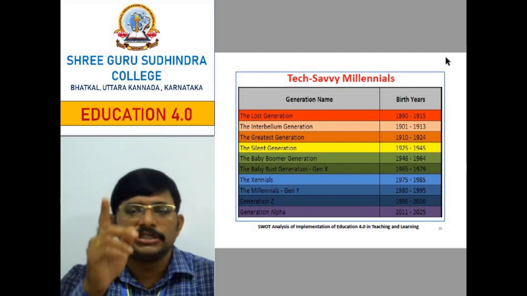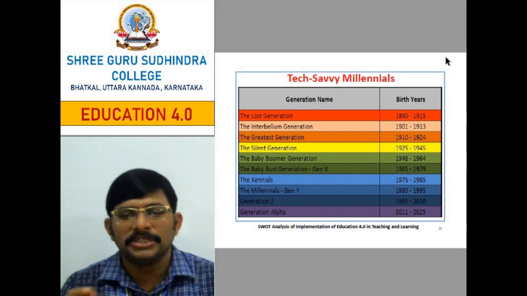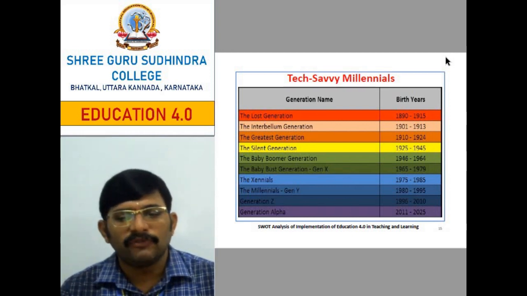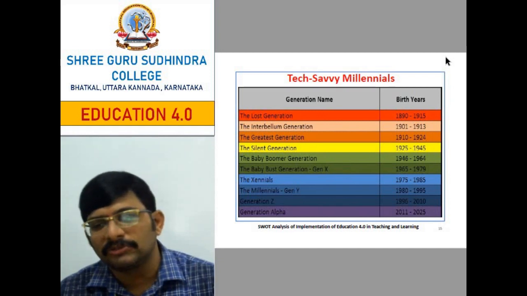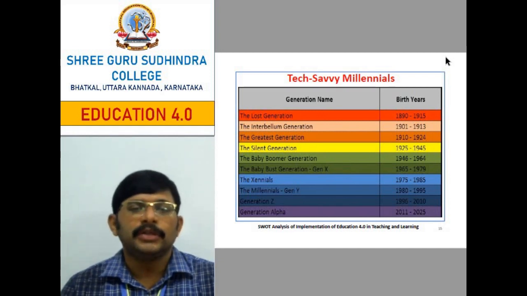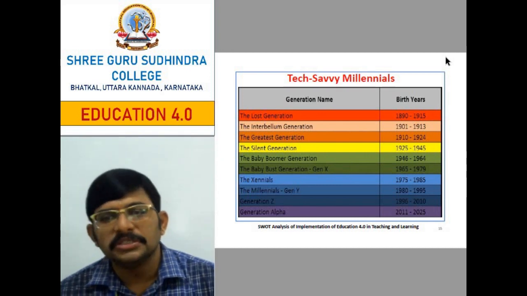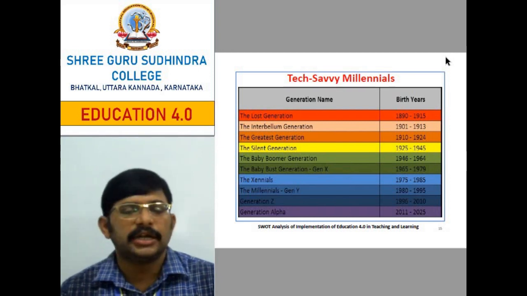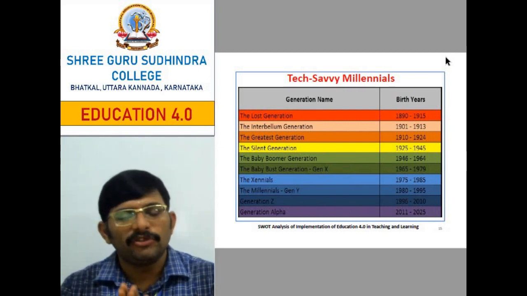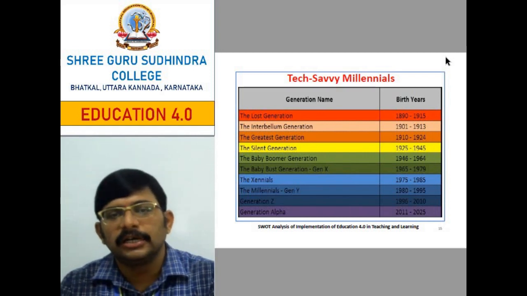The reason is, you can just go through this particular slide. In the last row, it is clearly mentioned, Generation Alpha, and next to that it is mentioned 2011 to 2025. Now you can just concentrate on the second row of this table, generation name and birth year. You can just screenshot this and refer to it later. A wonderful slide which shows the actual reason for this particular thing.